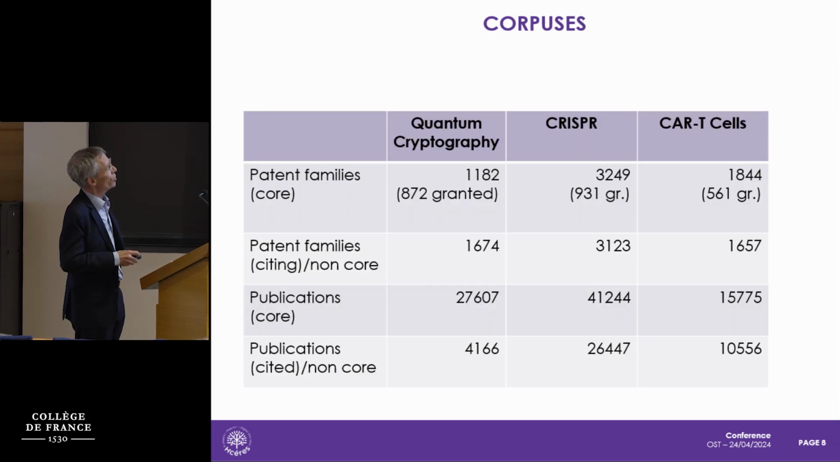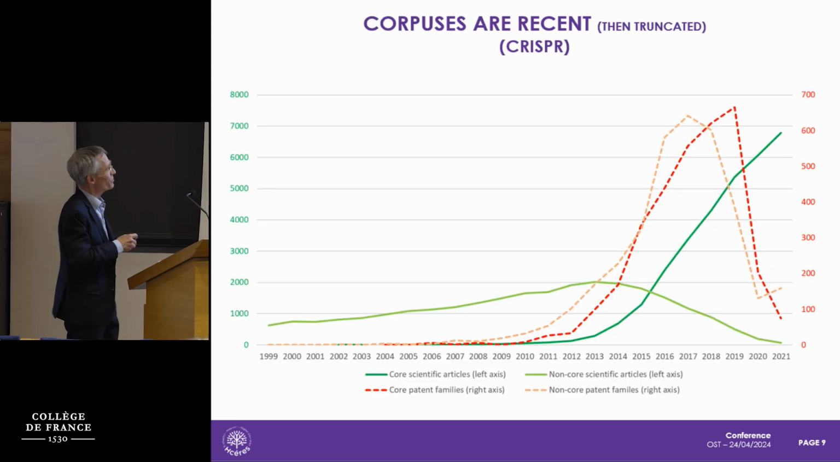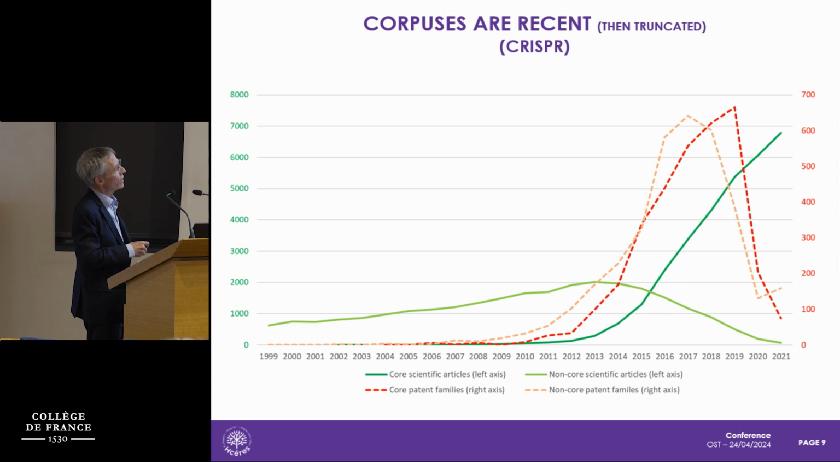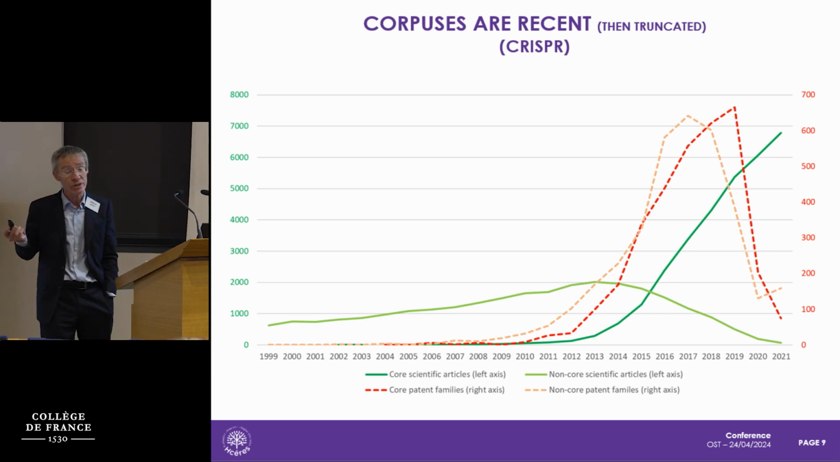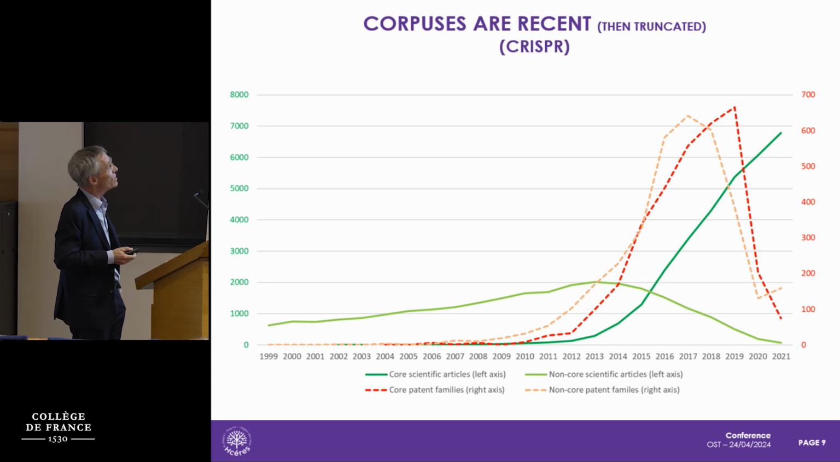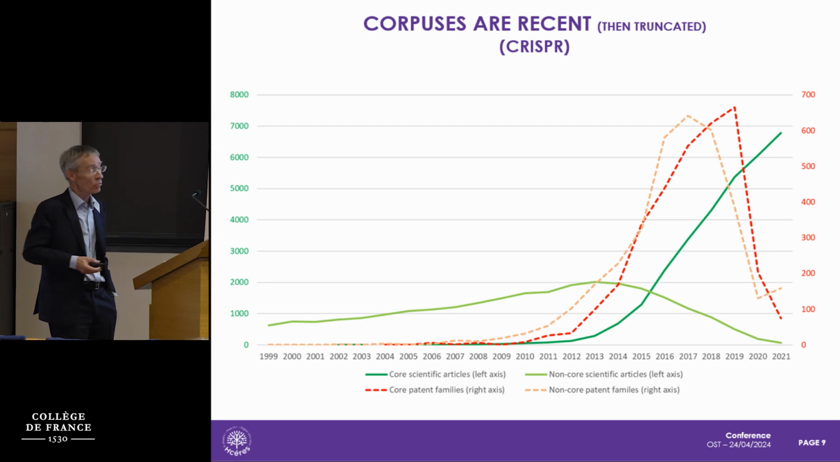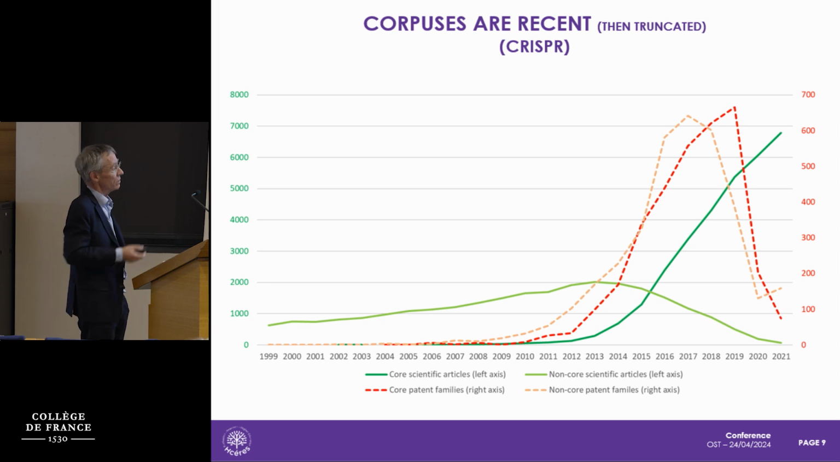So this is to give you an idea of the size of the corpuses. In view of the time, I will accelerate a bit, just to show you that we are dealing with frontier technologies. So it's very recent data, meaning that much of the data that we are working with are truncated. We won't observe all the citations, we won't observe all the patents and so on in this field.